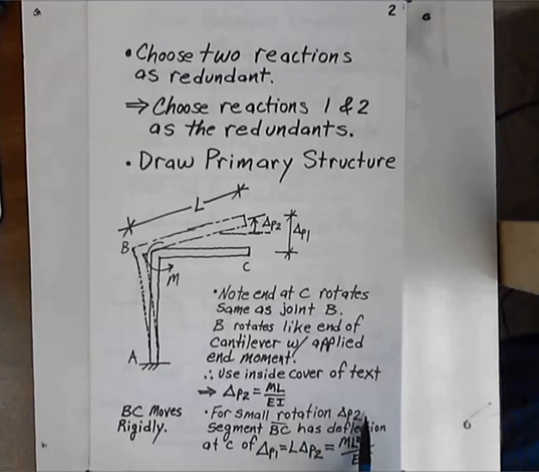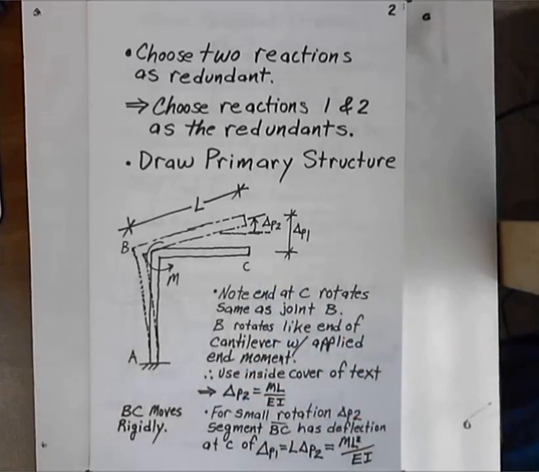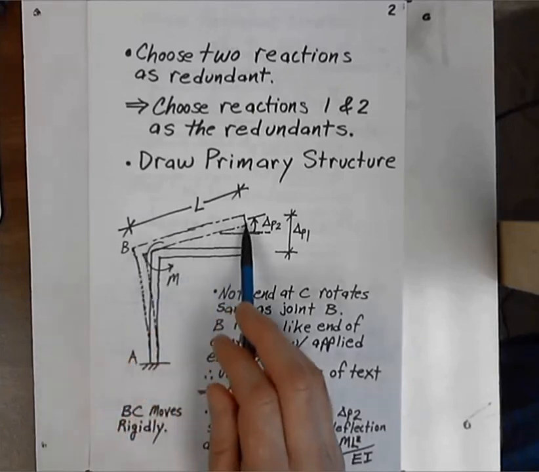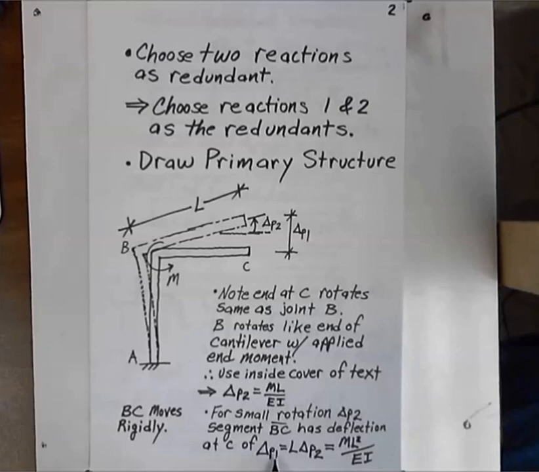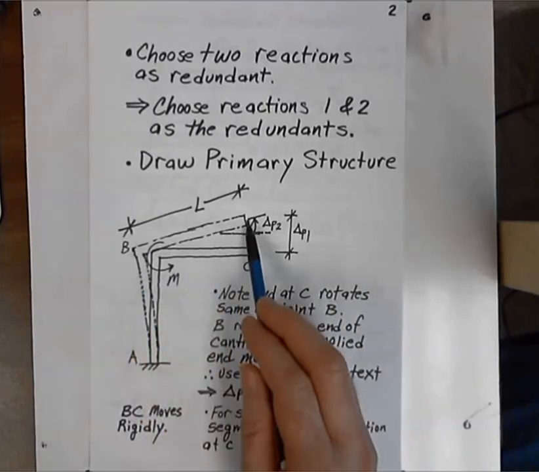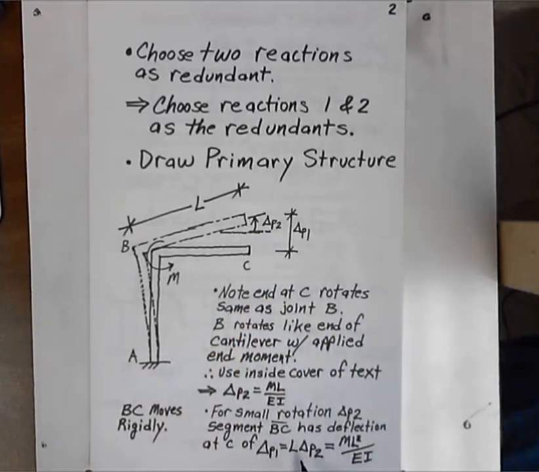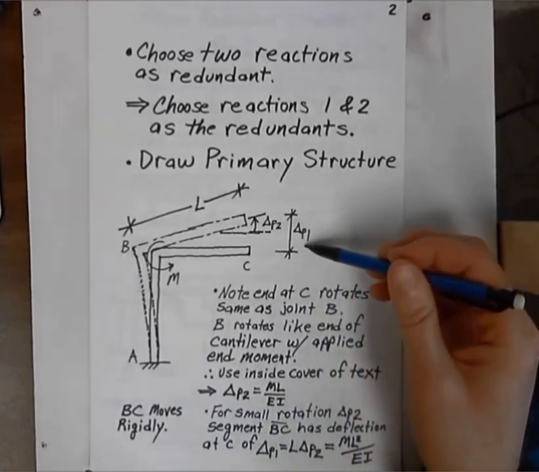For small rotation delta P2, and it is indeed a small rotation, all of the theory that we are covering in this course is for small rotations. And so for the case of small rotation delta P2, segment BC has a deflection at C of delta P1 right here, and it is equal to this radial distance L times the angle that BC has rotated through. And that's just an example of using the arc length formula, which is to say that the radius L times the angle of rotation is equal to the arc length change. And for very, very small angles, it's just this vertical displacement delta P1.